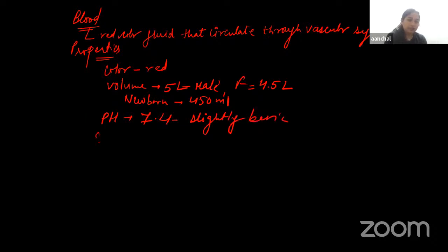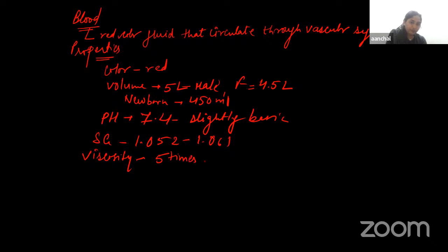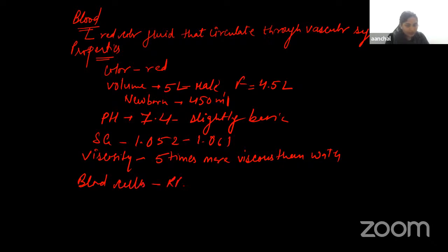Then specific gravity we have. Then last we have viscosity. So these are the important things that all of you should remember. Right? Now, next we have the various types of blood cells. So blood cells we have RBC, erythrocytes, leukocytes, and thrombocytes.